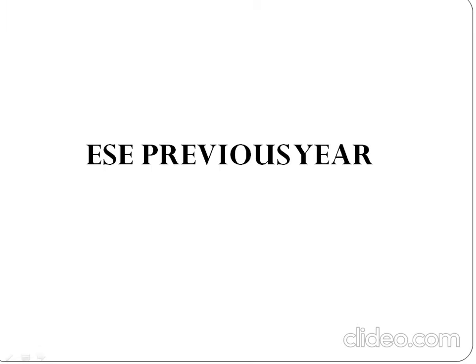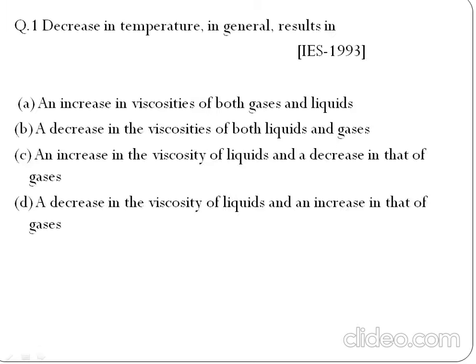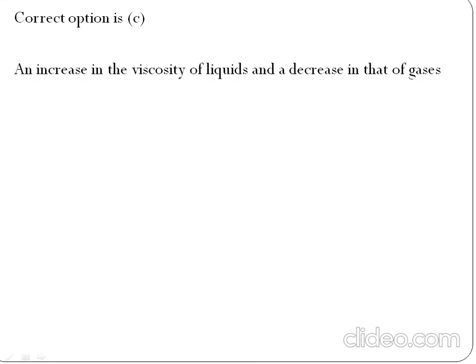Now start ESE previous year. Question first. Decrease in temperature in general results in option A an increase in viscosities of both gases and liquids, option B a decrease in viscosities of both liquids and gases, option C an increase in viscosity of liquids and decrease in that of gases, option D a decrease in viscosity of liquid and increase in that of the gases. So correct answer is option C, because an increase in viscosity of liquid and decrease in that of the gases.